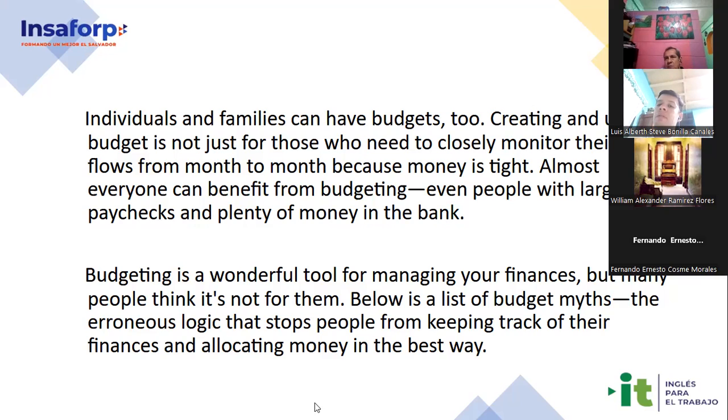So it depends if you have a lot of money or if you have a leader, you need to create a budget and have the control, or try to get the control about your finances. Okay, very good. So definitely, this is true, right? It's not just for people that we need to stretch the money, right? It's for everybody. Every kind of people, every company has to have a budget.